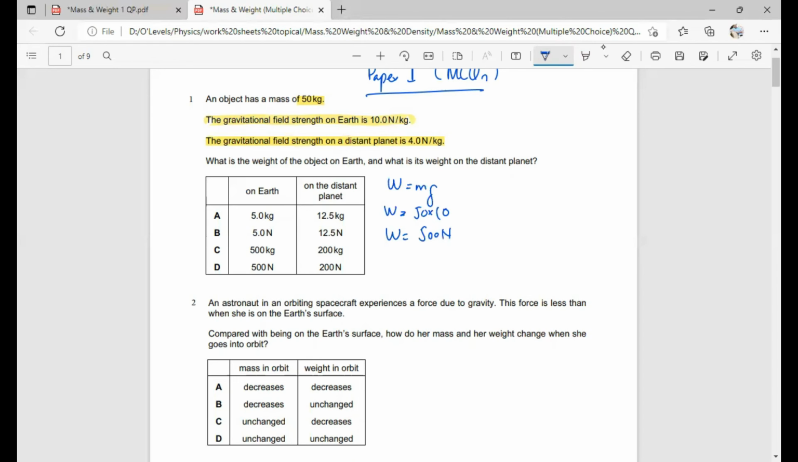Weight on Earth, as asked, is 500 newtons. The same way we can solve for the distant planet, but the gravity value will be different. Mass is the same, 50. Gravity on the distant planet is 4.0. The weight will be 200 newtons. This is Earth and this is another planet. So D.